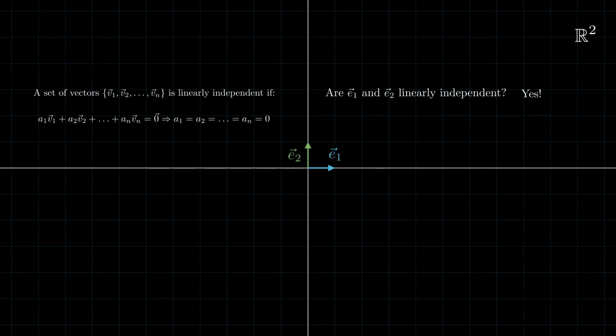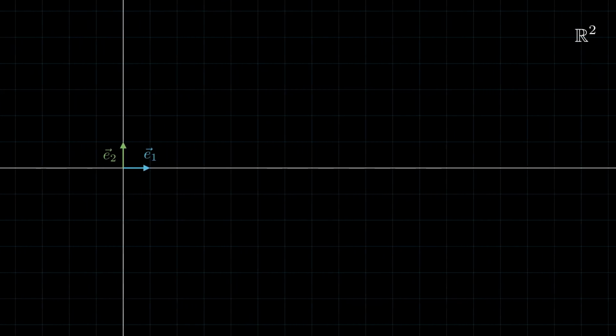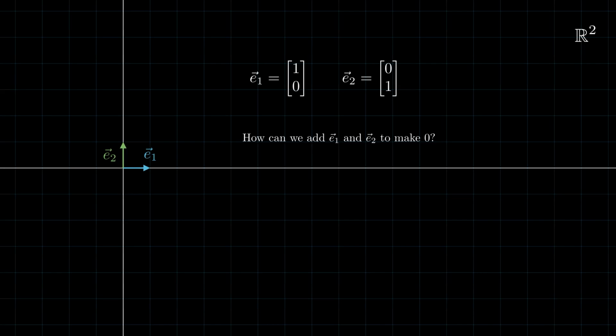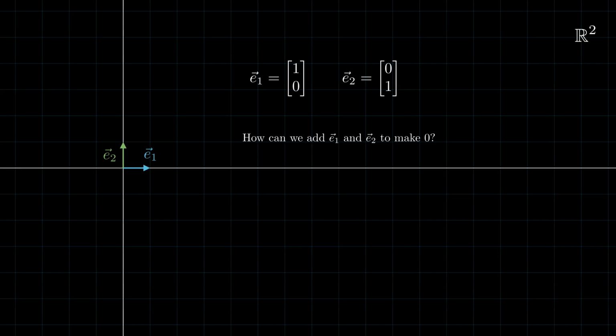So let's take a look at them in their column vector forms to try and understand where that's really coming from. Like in our last video, we can write E1 and E2 as these two column vectors. As previously mentioned, to test for linear independence, we need to see how we can add E1 and E2 together to create the zero vector. Editor's note: that 0 is the zero vector, not a scalar 0. When adding our two vectors, we can generalize the linear combination as E1 times some scalar A1 plus E2 times some scalar A2. This would leave us with the vector A1, A2 by vector addition.